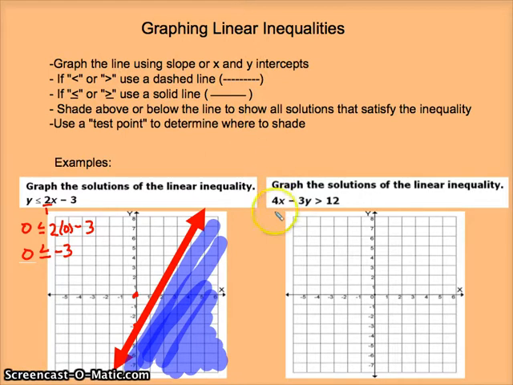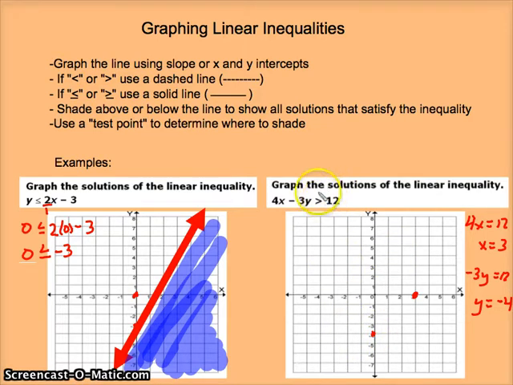In this example, I am now in standard form. Since I'm in standard form, I'm going to want to use those intercepts to graph. While I'm finding the intercepts, you can pretend like this inequality is an equal sign. So watch this. I'm going to plug in 0 for y. That leaves me with 4x equals 12. So x equals 3. I'll put my point at 3 on the x-axis. Now I'll plug in 0 for x. I'm left with negative 3y equals 12. y is equal to negative 4. So I go down here to negative 4 on the y-axis.